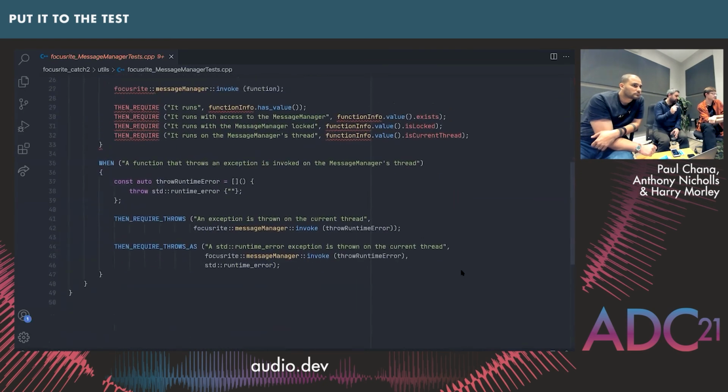I've got the "when a function that throws an exception is invoked on the message manager thread, then an exception is thrown on the current thread." Now the exception was being thrown, but I actually wasn't making sure it threw the right exception back again. That was a misunderstanding of the standard library. And it's a good example of how important your tests are.